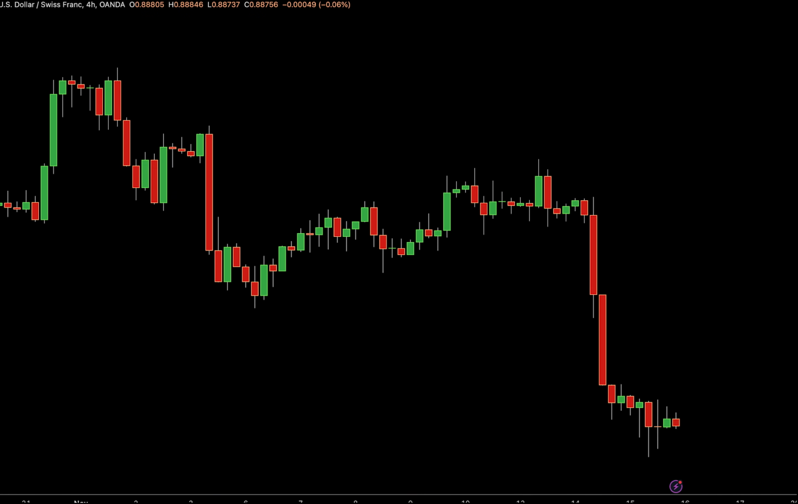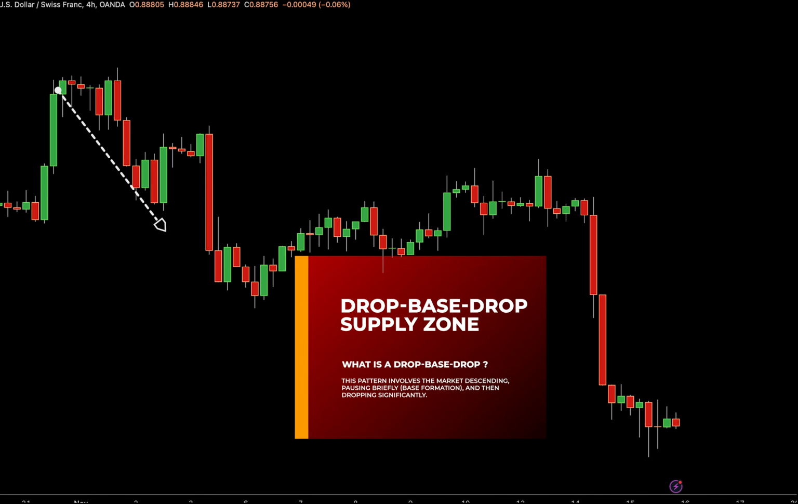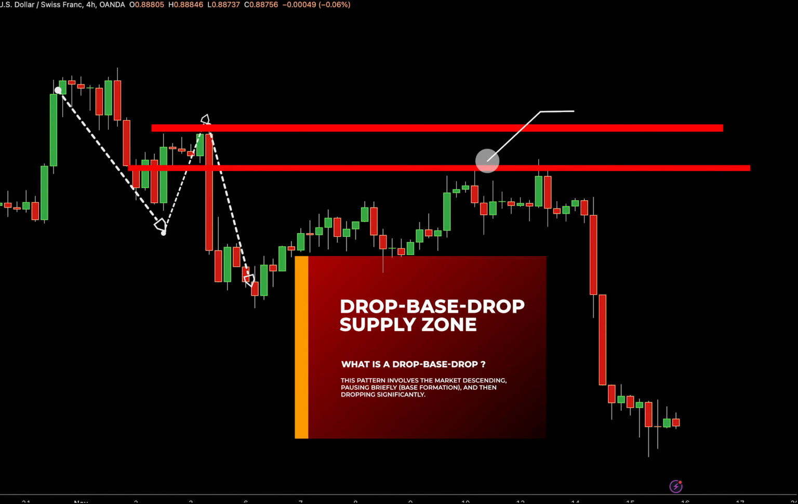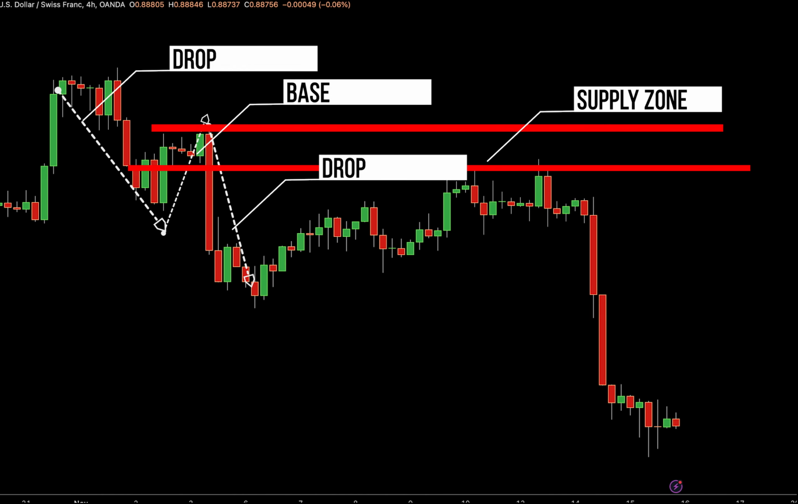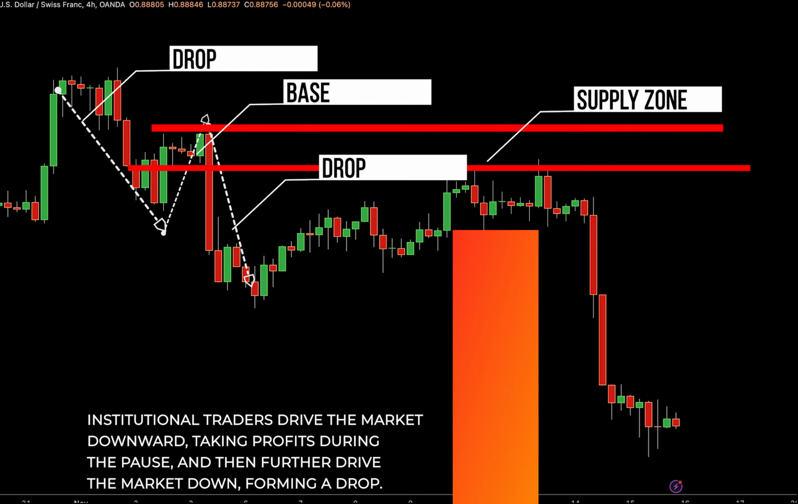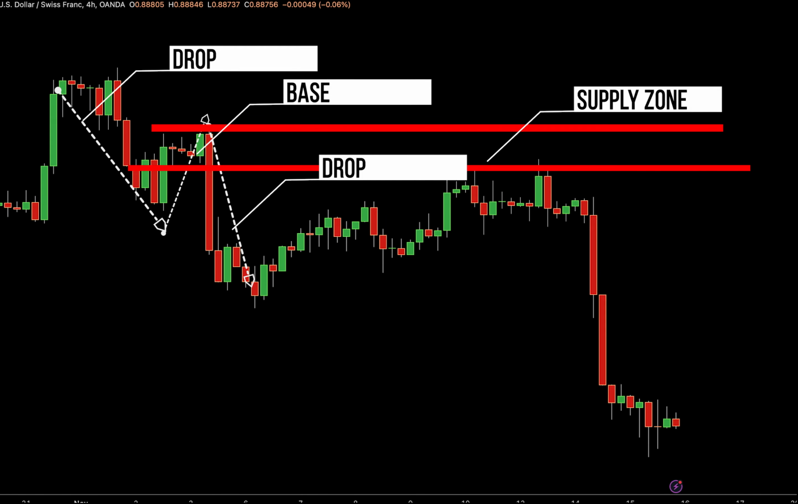Now, let's discuss the third type, the drop-base drop pattern representing a supply zone. This pattern involves the market descending, pausing briefly, and then dropping significantly. Institutional traders drive the market downward, taking profits during the pause, and then further drive the market down, forming a drop. When encountering this pattern, it's essential to understand what transpired and prepare for the market's reaction when it retraces to test this supply zone.